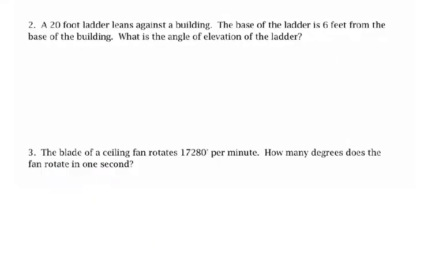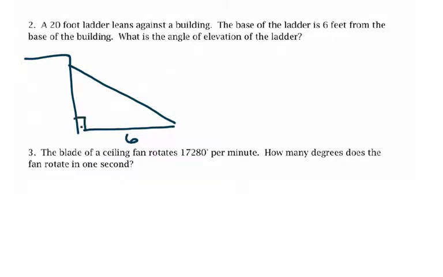Okay, the next question, a 20-foot ladder leans against a building. So I'm going to have a building, and a ladder that is leaning against the building. The base of the ladder is 6 feet away from the base of the building, and the building is hopefully standing straight up. What is the angle of elevation of the ladder?